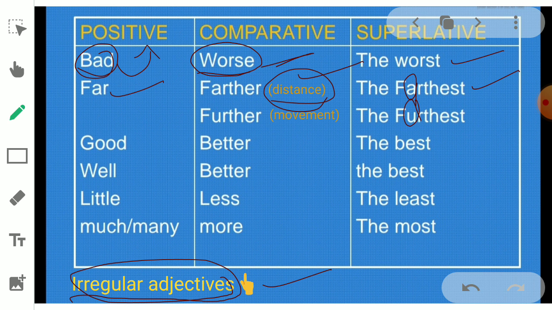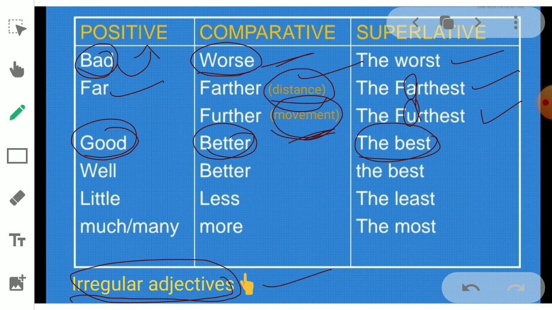F-A-R-T-H-E-S-T, F-U-R-T-H-E-S-T. Further is about movement. Far is used in the comparative, so both forms, farther and further. Further is used for movement. It changes to the superlative, that is the furthest. Good, better, the best.